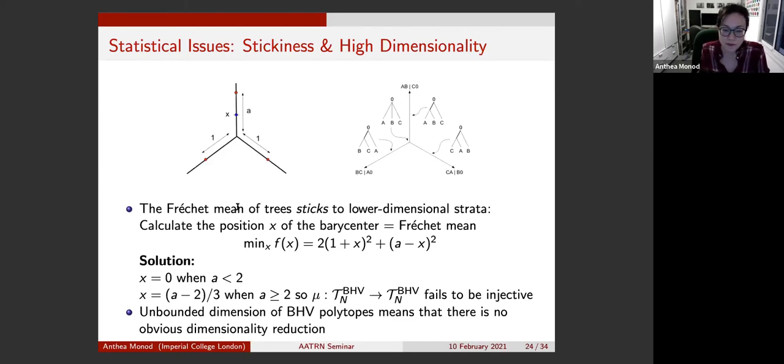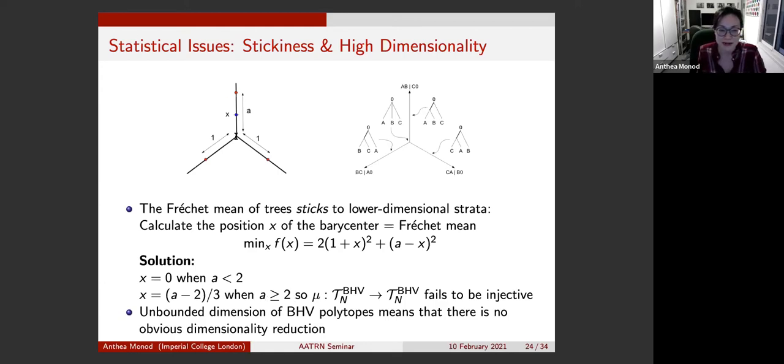So if you want to compute the Fréchet mean of trees living in this space, look at this example. Assume that these three red points here are our data points, and we want to compute the position of X, which is the barycenter or the Fréchet mean. So we solve this optimization problem, we want to minimize this by definition to give you the Fréchet mean. And it turns out that the solution is X equal to 0 when A is less than 2, and X equal to (A minus 2) over 3 when A is greater than 2.